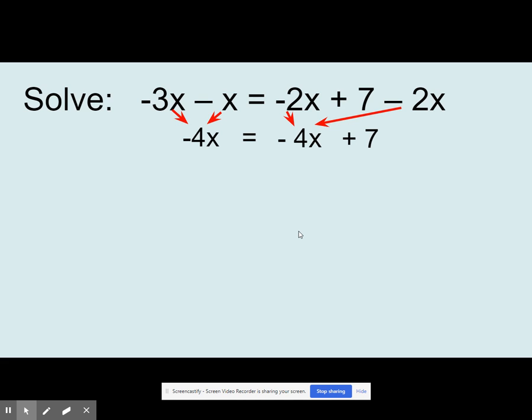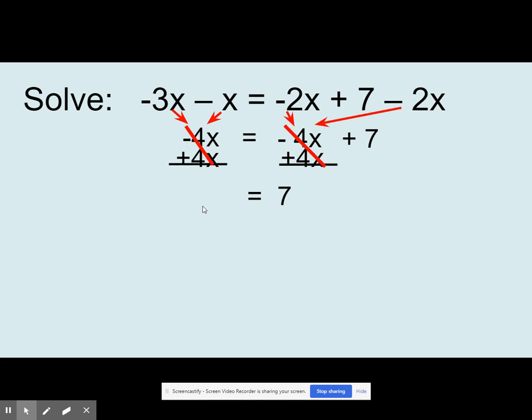M is for move. Move the variables to one side. So this is one of those where, okay, which one should I get rid of? Get rid of the smaller one, but they're exactly the same. So no matter which one you pick, you're going to add 4x to both sides. These cancel out. All you have left on this side is 7. These cancel out. There's nothing there.